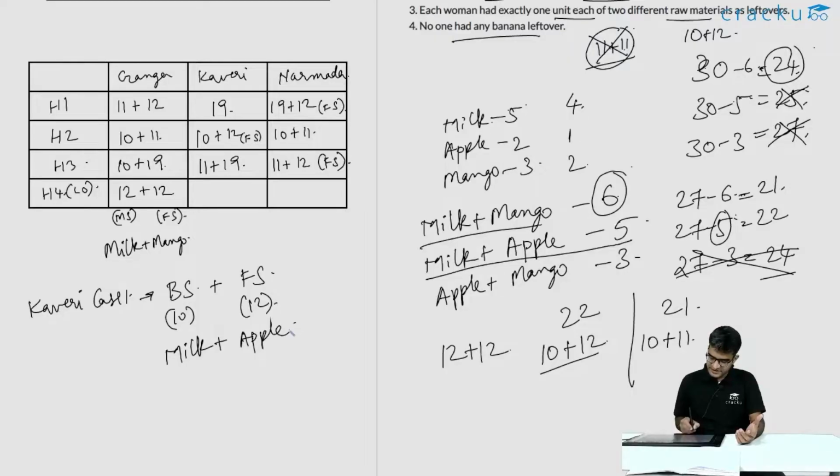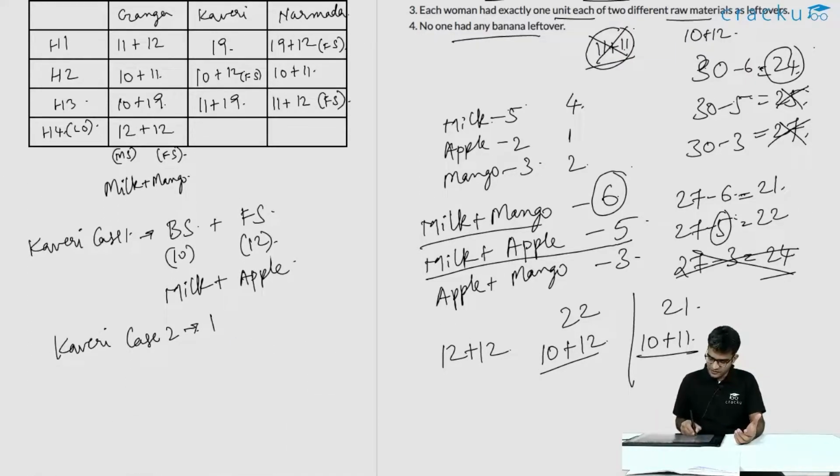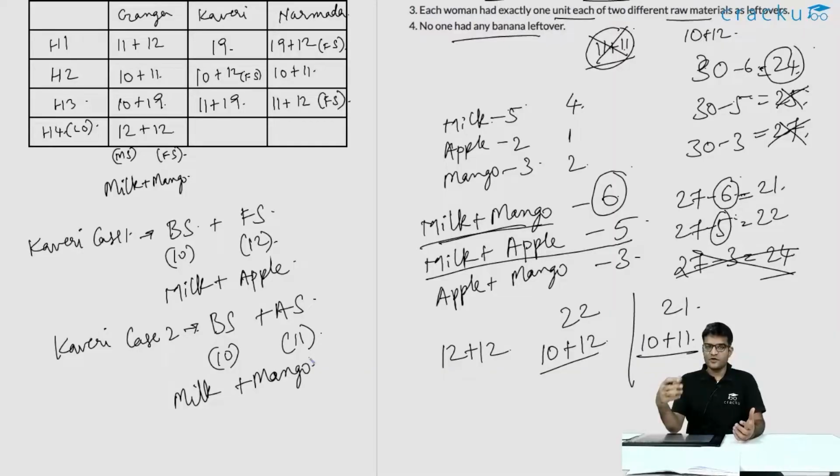This is one case. In the second case, let us say Kaveri case 2, she sold 10 plus 11. 10 is again banana smoothie and 11 is apple smoothie. So she sold banana smoothie plus apple smoothie. This is 10 plus 11. And in this case, the leftover costs 6 rupees. So the leftovers have to be milk and mango. So this has to be milk plus mango. These are the two cases possible with respect to figuring out what Kaveri has sold in the last hour. Now let us do the same thing for Narmada.